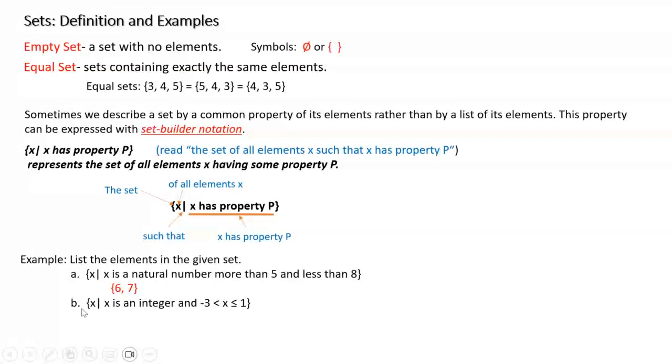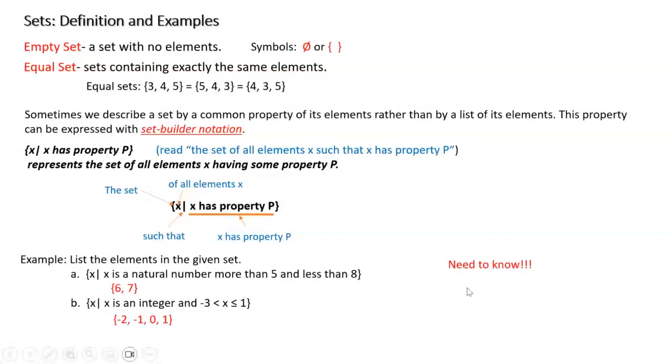Now look at B. The set of element X such that X is an integer and X is between -3 and 1. But if you notice, for the -3, the symbol doesn't have the line underneath it, which means the -3 is not included. And where the 1 is, X is less than or equal to 1, the 1 is included. So the answer is going to be from -2 to 1, all the integers. That's your answer right here.